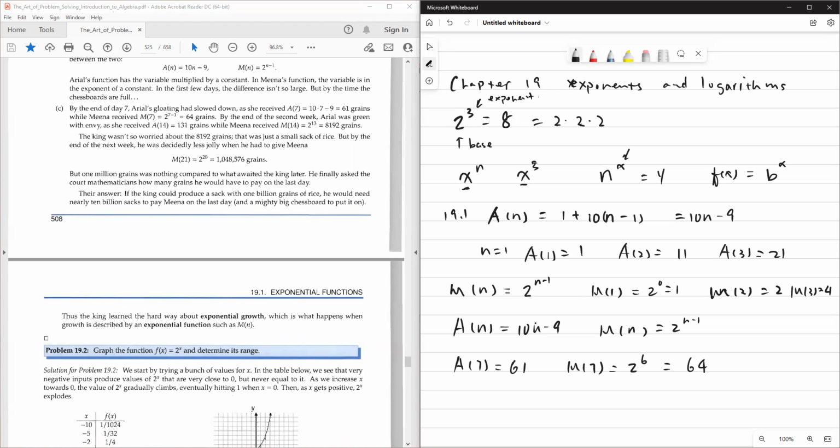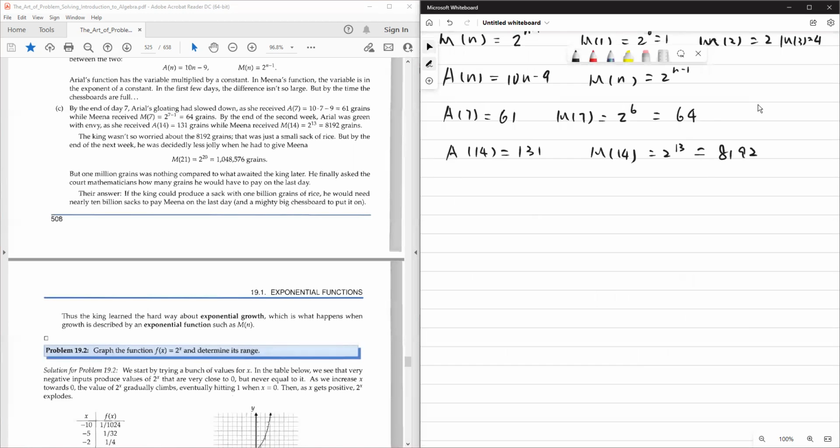By the 21st day, well, I guess we go by multiples of 7. So a14 is 140 minus 9, which is 131. M14, I'm not going to calculate it out. This one is 2 to the 13th power. It's already 8,192. Okay, so it's already significantly higher than this number.